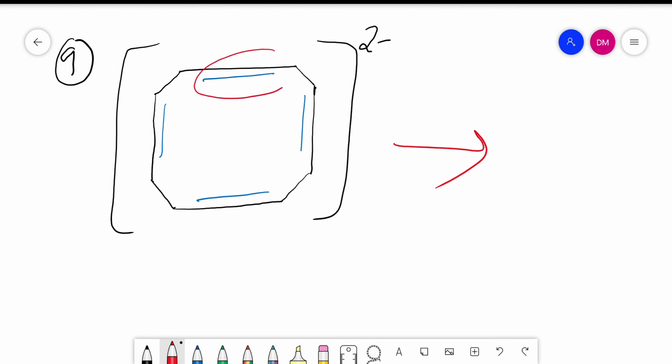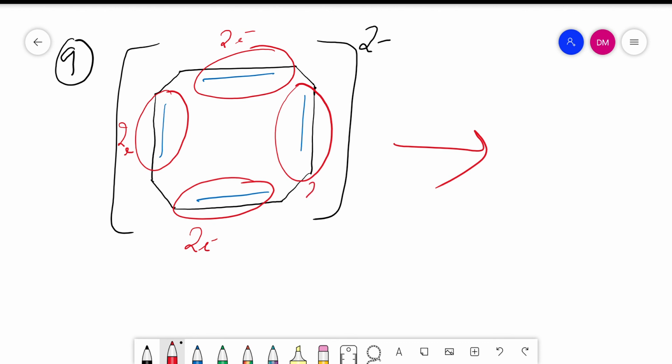Here pi bond means 2 electrons. Here another pi bond, 2 electrons. Here another pi bond, 2 electrons. Here another pi bond, 2 electrons. 2 plus 2 plus 2 plus 2, sorry, 8. 8 electrons is what? Anti-aromatic? No. But it's not anti-aromatic.